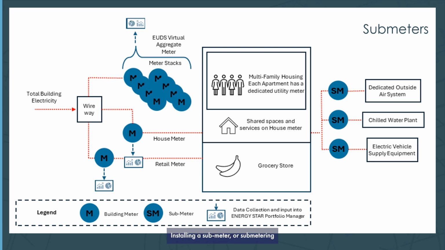Installing a submeter, or submetering the dedicated outside air system, could help in understanding energy use patterns and identify set points or control configurations to improve energy performance. So a submeter is a meter located between the utility-owned meter and the end use. A submeter is owned and maintained by the building owner instead of the utility. This means it's up to the building owner or property manager to install, calibrate, and read the meters. This could be accomplished through building management systems, manual meter reads, third-party billing services, or other means.